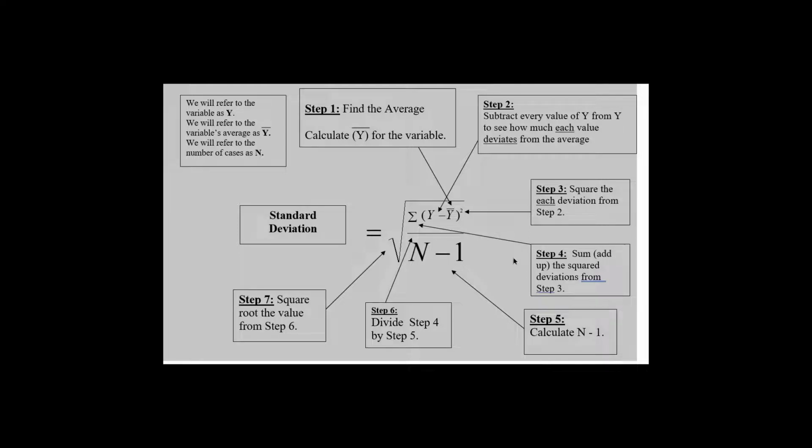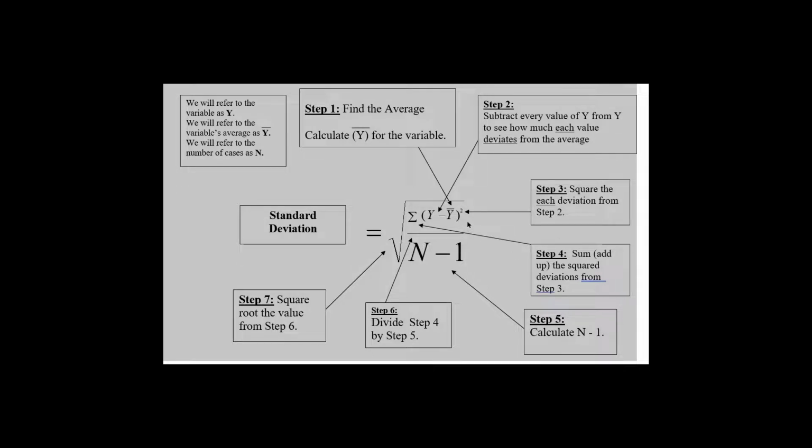Your teacher could give you an average and say, calculate the standard deviation for this data. Or I could say, here's a set of data, calculate the average and the standard deviation. So step one is finding the average. Add up all the scores, divide by n, that's your average, right? We just went over that earlier. So you should know how to calculate an average for 5 scores, 10 scores, what have you. So number one, you need to have your average. Step two, we're going to subtract every value of y from y bar to see how much each value deviates from the average. There should be a bar over that y. I'll have to fix that.